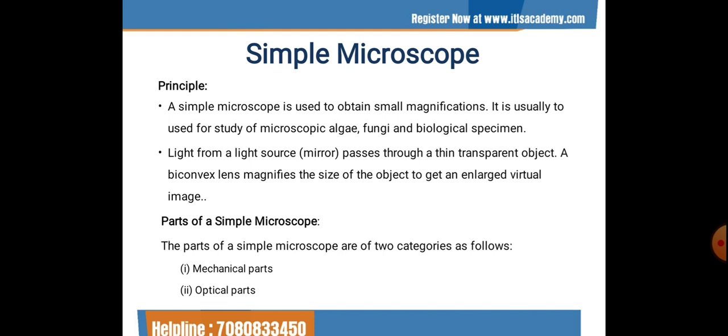Parts of a simple microscope. The simple microscope is generally categorized in two parts. First is the mechanical part and second one is the optical part. As I told, it is the basic model, so it does not contain too much heavy instrumentation, and is generally categorized in two parts, mechanical and optical parts. I'll be discussing this in brief.